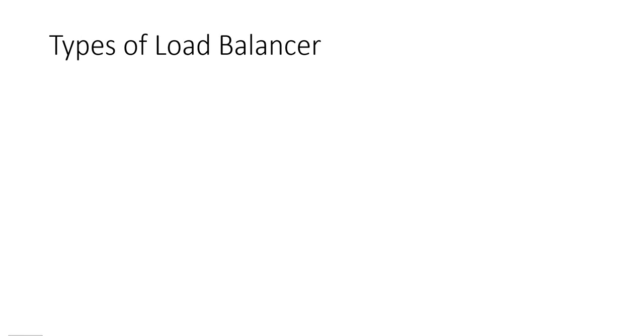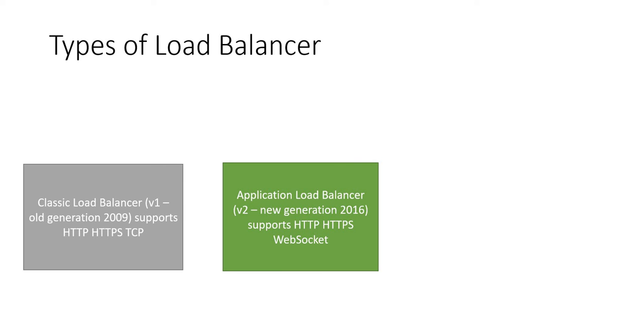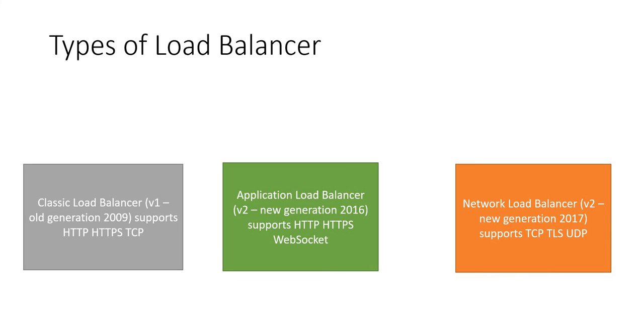Now let's talk about types of load balancer in AWS. We have the classic load balancer, which is the old generation, came in 2009 and supports HTTP, HTTPS and TCP. One more type, which is mostly used, is the application load balancer. It's the new generation, came in 2016, and supports HTTP, HTTPS and WebSocket. Also we have one more type, that is the network load balancer. It's also a new version, came in 2017, and supports TCP, TLS and UDP. AWS recommends you to use the newer versions of load balancer, that is the application load balancer and the network load balancer.